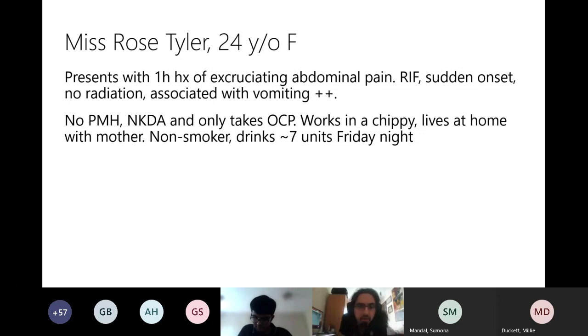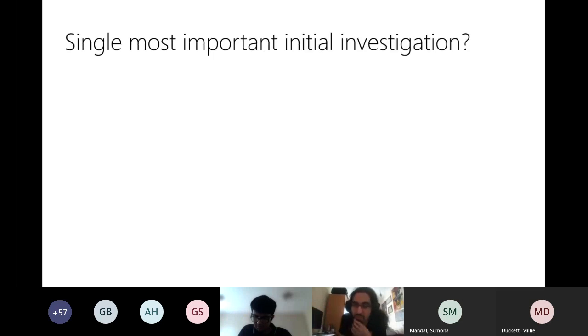As the next slide was going to be, what's the single most important investigation, as you've already touched on? She's going to need a pregnancy test first. You do not want to miss an ectopic pregnancy. You can do a urine dip for urinary HCG. A lot of people will throw it in the blood test now because you can pick it up in the blood.